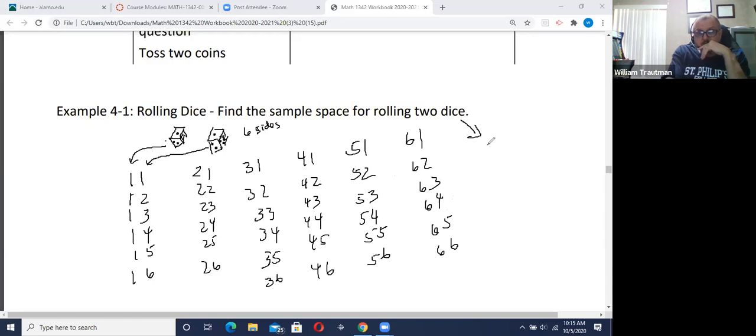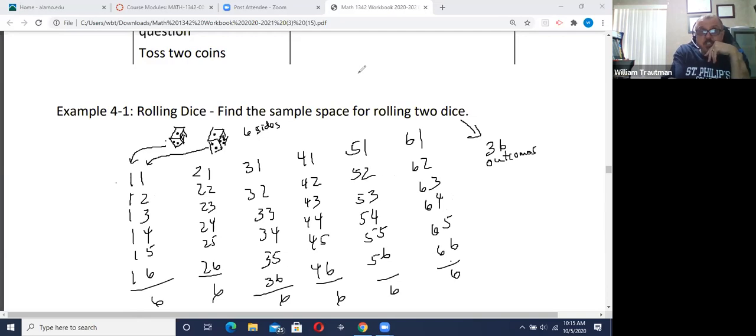Anybody know? There are 36 outcomes. There are 6 here, 6 here, 6 here, 6 here, 6 here, and 6 here. 6 times 6 is 36. There are 36 outcomes when you roll 2 dice.